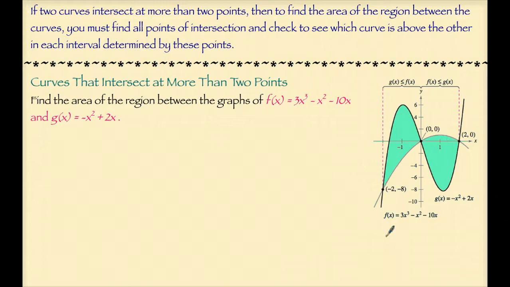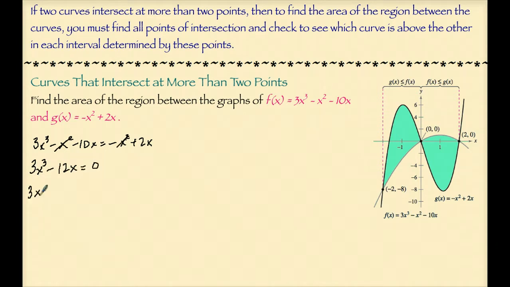But first, we need to algebraically determine the points of intersection. That information won't always be easily obtainable from the graph. So let's set these two functions equal to each other. 3x cubed minus x squared minus 10x is equal to -x squared plus 2x. Moving everything to the left side of the equation, 3x cubed, the x squared terms cancel, minus 12x equals 0.